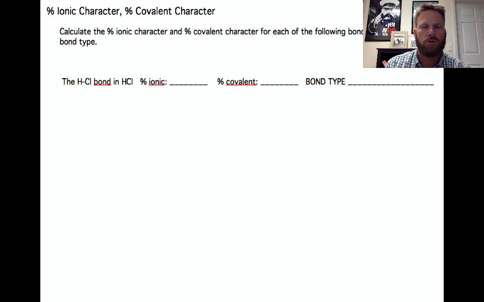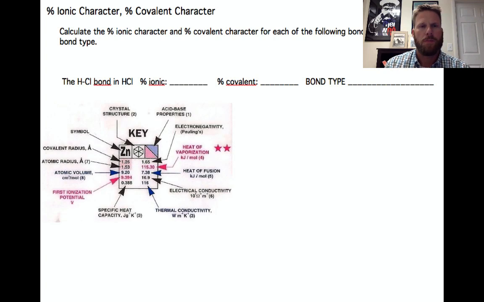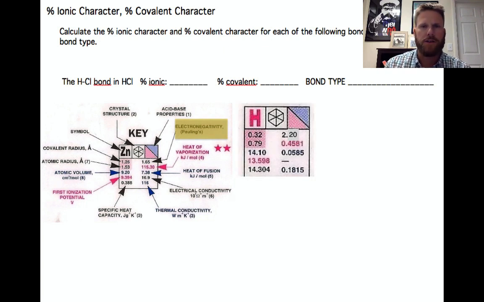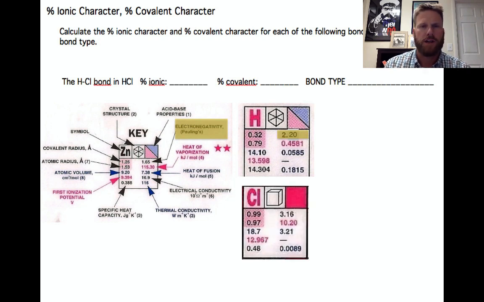So if we look at hydrochloric acid, HCl, let's determine the percent ionic and percent covalent character, the same way we did for ionic bonds, using our fancy periodic table. We're going to look up the electronegativity, which is the upper right number on the side of the periodic table that has all the values on it. So if we look up hydrogen's electronegativity, we see it's 2.20, and chlorine's electronegativity is 3.16.